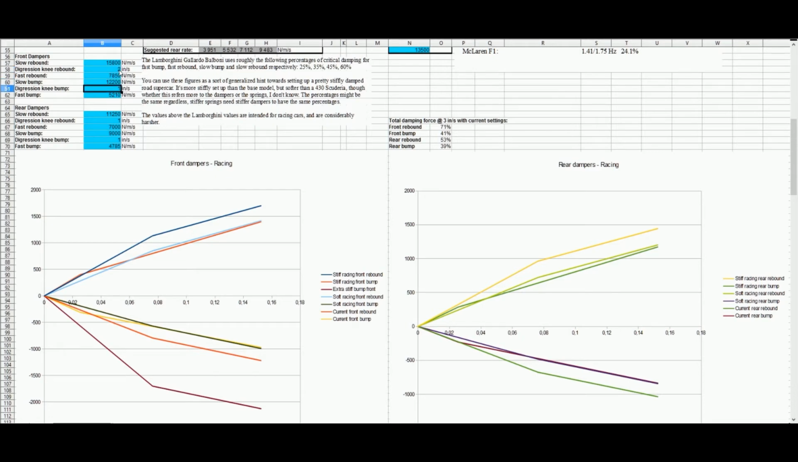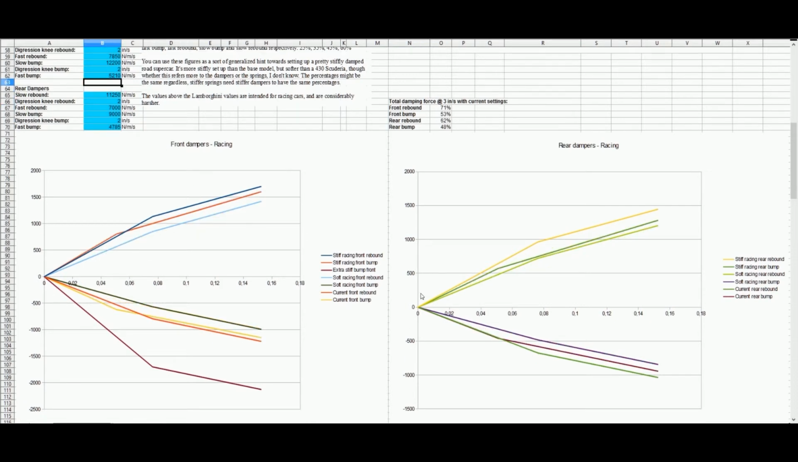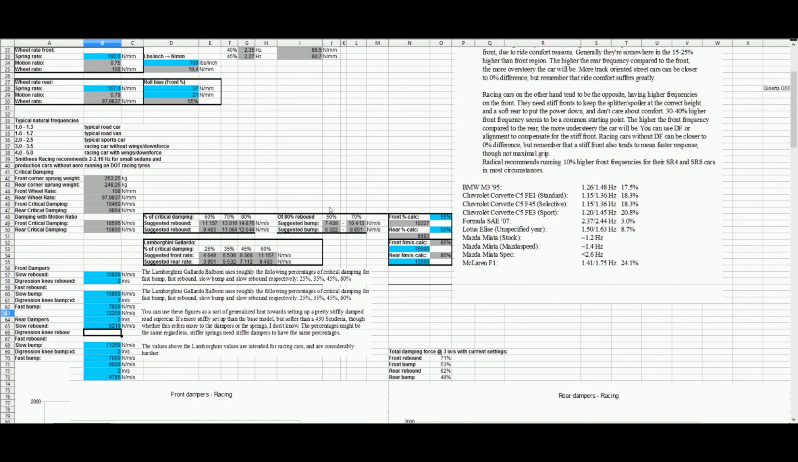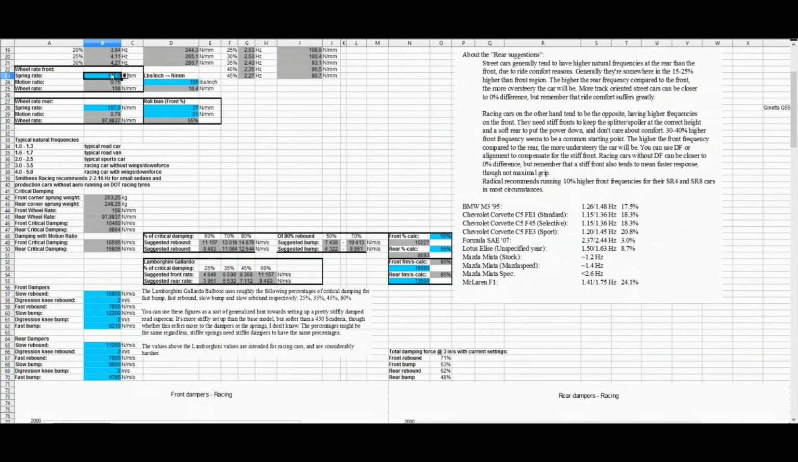You can just put in the default settings and try out different digression knees to see how the graphs or how the rates line up, and try to get an idea of whether the dampers are sort of reasonable to begin with. And of course, if you adjust your springs, you will, for example, we have the front end here.